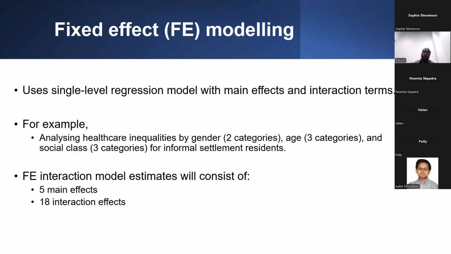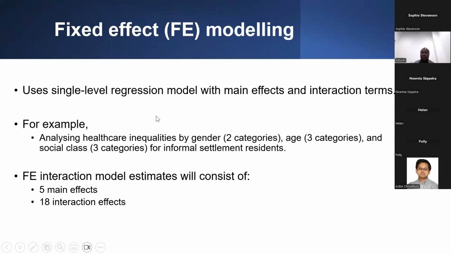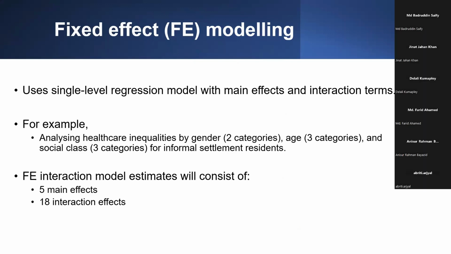For example, what I mean by main effect is the factors which you want to consider, the variables. Like in the previous slide I mentioned, let's say we are creating a social position based on gender, age, and social class. So these are the main effects, the main factors which are influencing, let's say, healthcare access. And then we can interact them, let's say gender times age, to see how healthcare access changes depending on someone's age and, let's say, the gender.